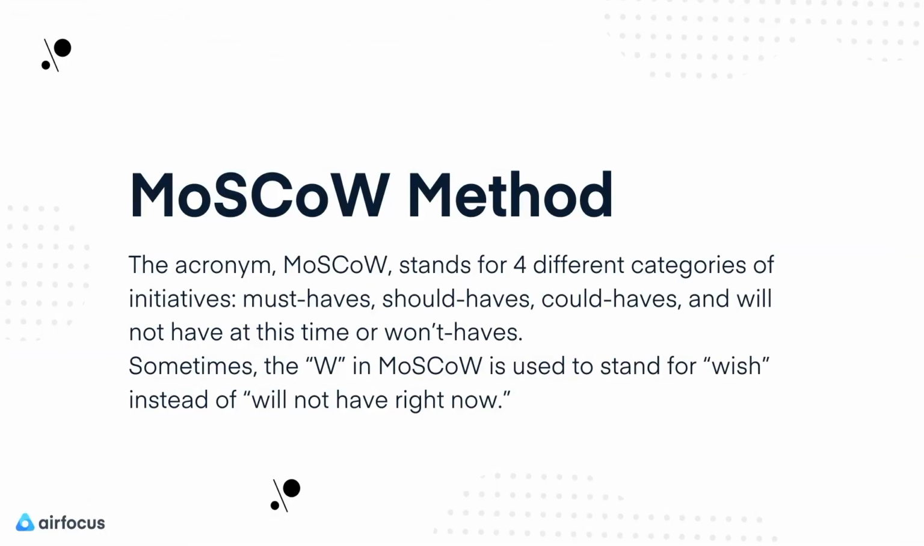Let's start out today's video by looking at what the MoSCoW method is and what it stands for. The MoSCoW method is one of the most popular prioritization techniques. By using this method, stakeholders can better understand the importance of different features in a release. The acronym MoSCoW stands for 4 different categories of initiatives: must-haves, should-haves, could-haves, and will not have at this point, or won't-haves. Sometimes the W in MoSCoW is used to stand for wish instead of will not have right now. Let's break each of them down and see what each of them means.